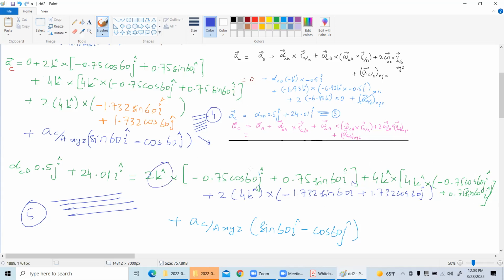So k cross j is a negative I, multiply 2 with 0.75 with cosine 60, then multiply k with I, k cross I is a j, and in this way, two equations, two unknowns, I equation and j equation. For example, k times negative j. k cross j is a negative I, so k cross negative j will be positive. Yeah, that's fine.